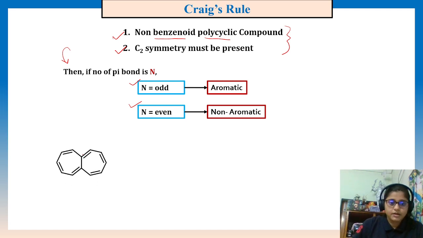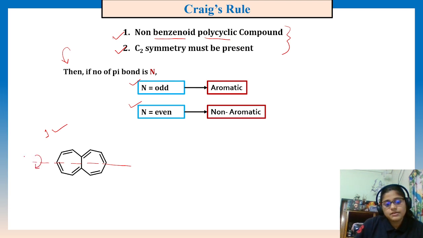Here, benzene rings are not there. These two are 7-membered rings. So non-benzenoid. Polycyclic, obviously, two cyclic parts are there. First condition fulfilled. Second, C2 symmetry must be present. From where? Let's see.